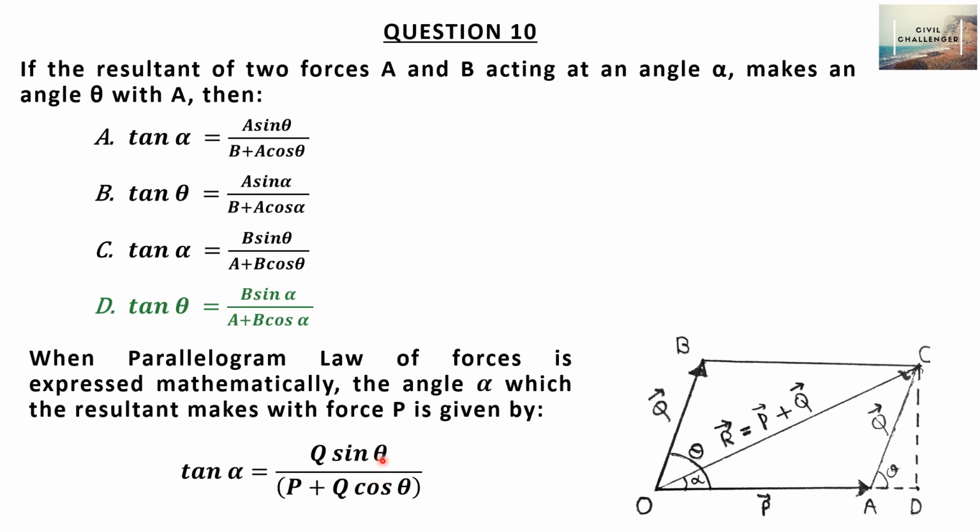Here in the general equation, theta is the angle between the forces P and Q. So in the question, alpha is the angle between the forces A and B. So the answer is B sin alpha divided by A plus B cos alpha. So the correct answer is option D. Tan theta is equal to B sin alpha divided by A plus B cos alpha. You just need to study this equation. Tan alpha is equal to Q sin theta divided by P plus Q cos theta. We just need to memorize this equation and then substitute accordingly. Then we can simply answer this question.